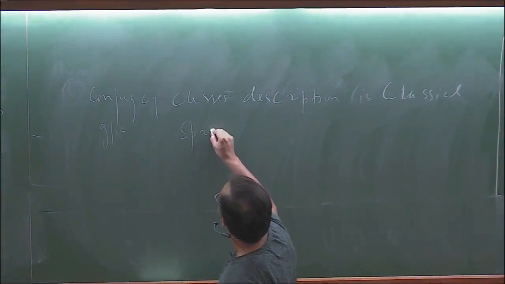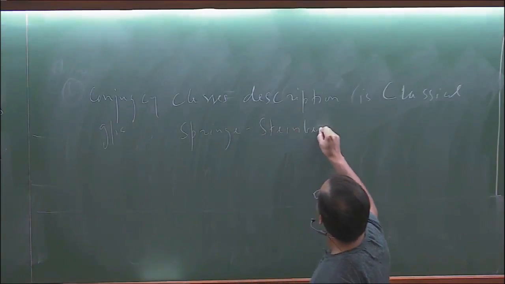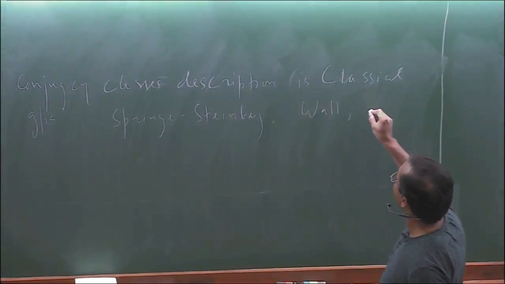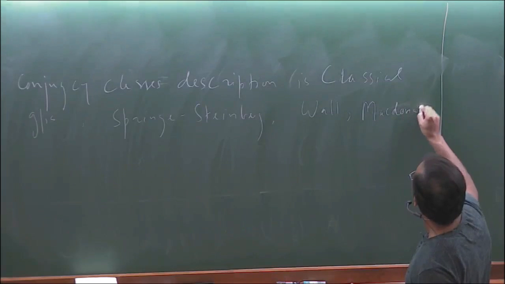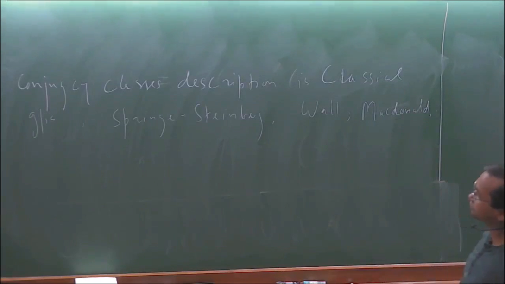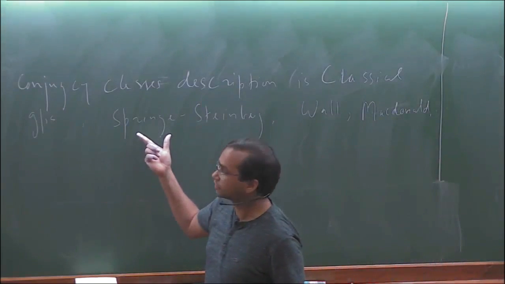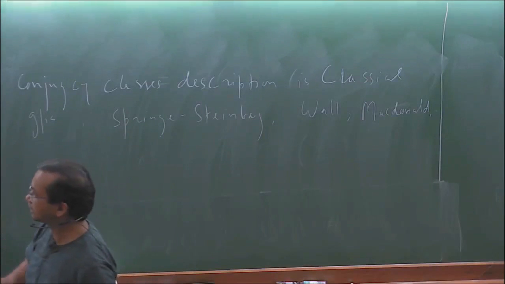So there is work of Springer, Steinberg, and Wall, and many people, MacDonald. So there is a lot of work. And so we use the description of these conjugacy classes from here. And then we compute centralizers.